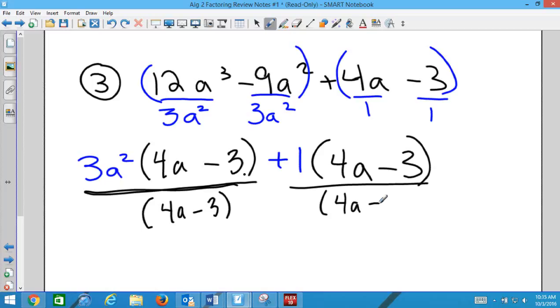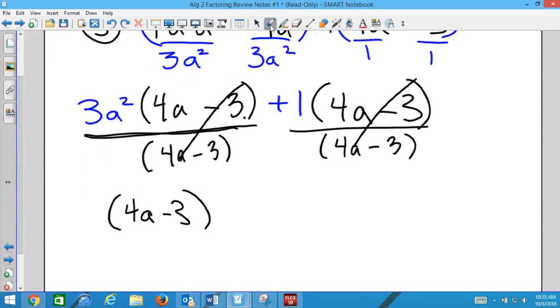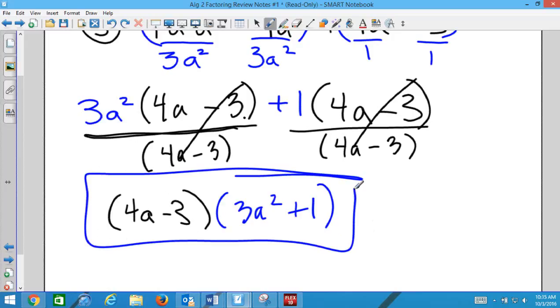So we're going to factor out that 4a minus 3 from both terms, factor that out, and put it in front. And then what's left over, we put there. So that is one of the questions from your homework. I wanted to go over it because that one had that 1 in it, and I already had lots of questions with the 1. All right? Back to the notes when you got that one down.